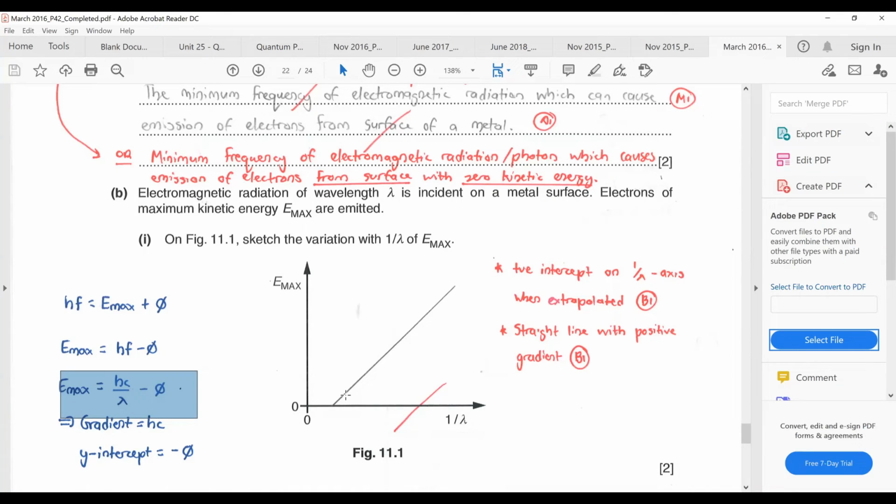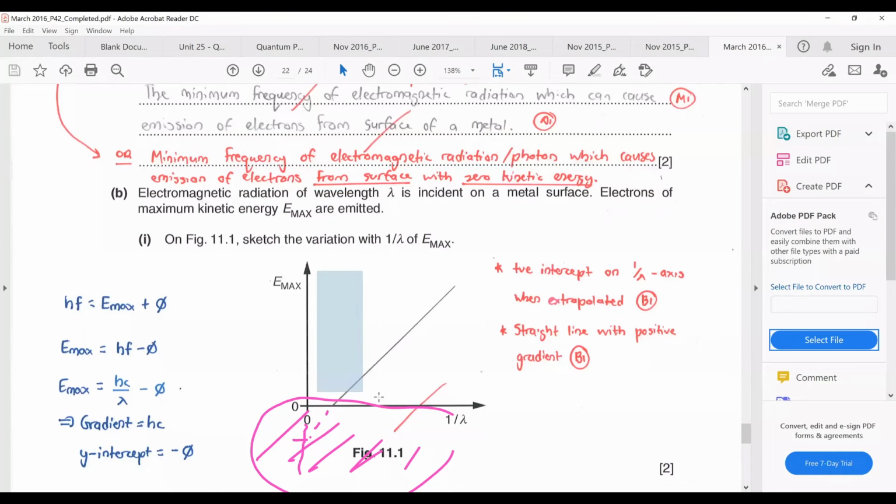Here you do not need to show all the way to here, because they didn't give you this portion. They didn't give you anything here, so you don't bother about that. You just show based on what they have given you. So you should get this line only. Okay, because by right, let me just see this.